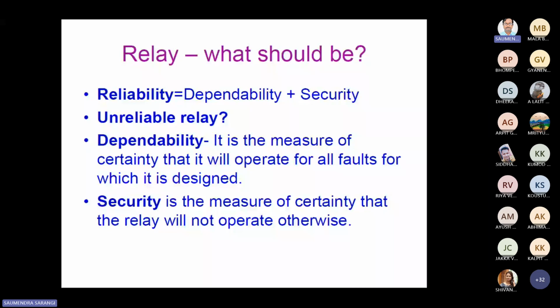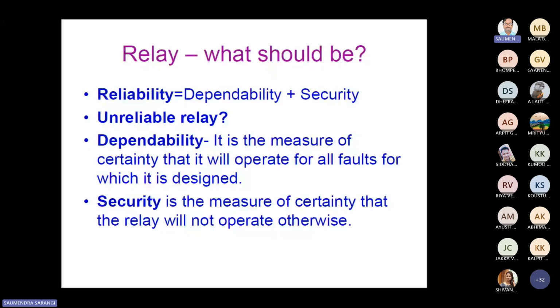Okay, what is dependable? Like, I always give an example of Mr. Dravid. Whenever he goes, definitely he will score some runs. He's a batsman, always he has to score some runs. So when Dravid is scoring runs, he's dependable, and we also call him dependable. A relay is there to detect the fault. If it is detecting the fault, then it is dependable. If a fault has come in our system but the relay is not detecting the fault, then definitely it is not dependable.